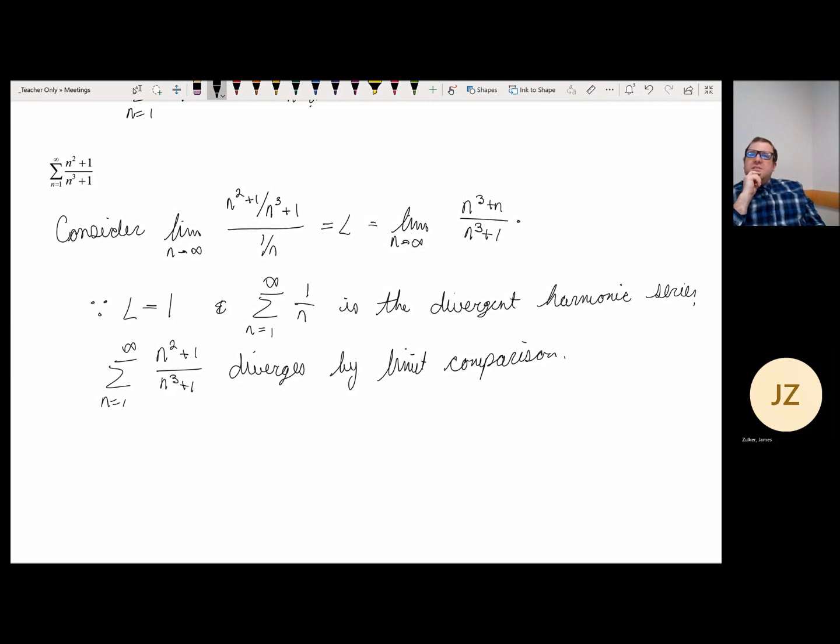Why do you divide by that? Limit comparison: a sub n over b sub n, that limit. So a sub n is the top, that's the n squared plus 1 over n cubed plus 1. b sub n is the denominator, which I chose to be 1 over n. Limit comparison says as long as that limit is finite and greater than 0, the series do the same thing. So if my comparison series diverges, so does my original series. If my comparison series converges, so does my original series.